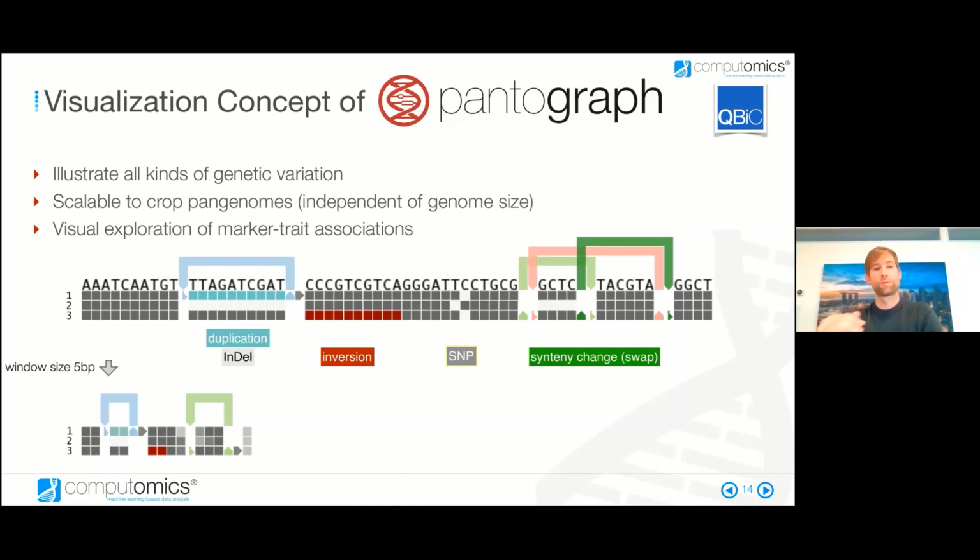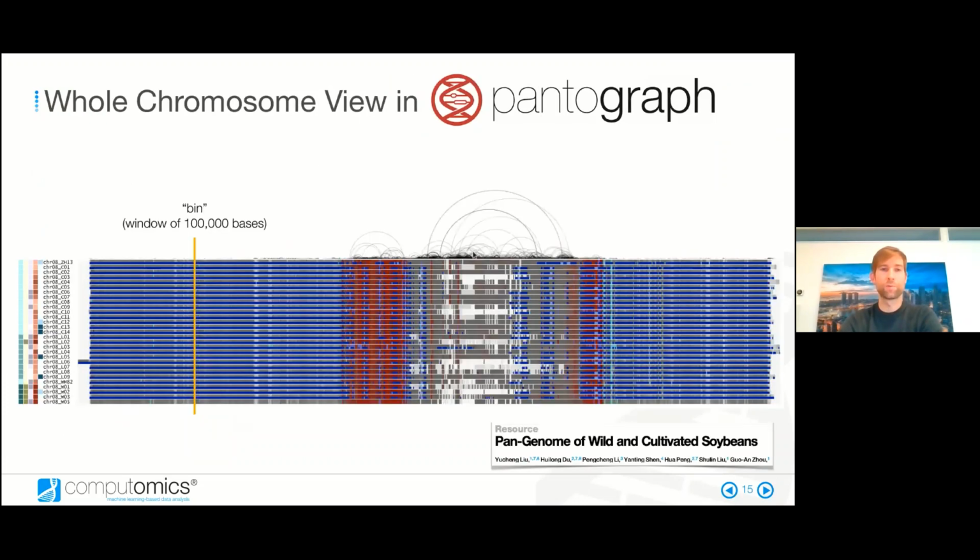And if you move up further and look at the whole chromosome view, here you see 29 soy whole genome assemblies. That is a graph of length 80 megabases. And here you see this highlighted column is now a window of 100,000 bases, basically, so that the whole chromosome fits on the screen.